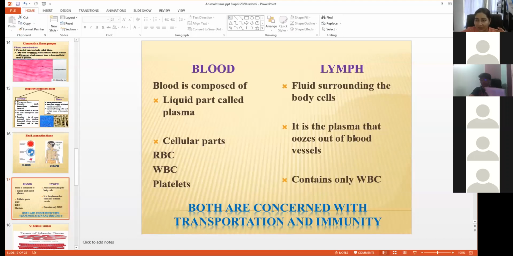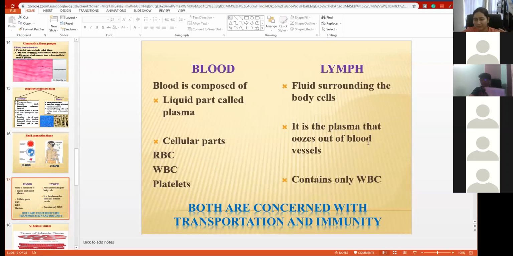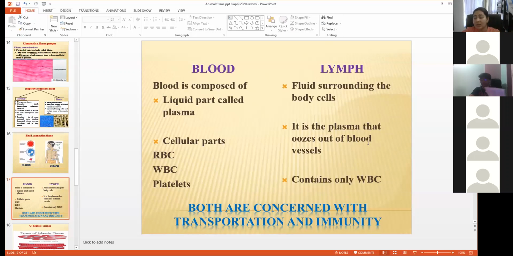So I have written it here. What is lymph? It is the plasma that oozes out of the blood vessels. Why does it ooze out, students? Because the blood is under a lot of pressure. Okay. Now this plasma which oozes out of the capillaries is taken up by other vessels which are called lymphatic vessels, and it again goes into the circulation. Where does it go? It will join the veins and then go back to the circulation.